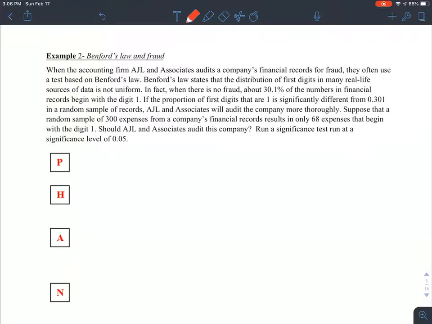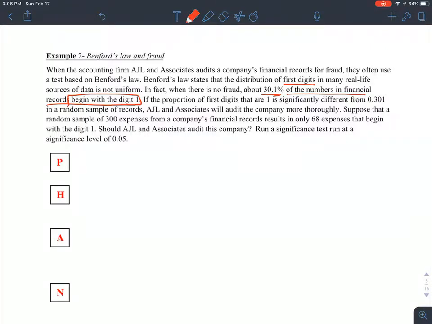It says when the accounting firm AJL and Associates audits a company's financial records for fraud, they often use a test based on Benford's Law. Benford's Law states that the distribution of first digits in many real-life sources of data is not uniform. In fact, when there is no fraud at all, about 30.1% of the numbers in a business's financial records should begin with the digit 1.